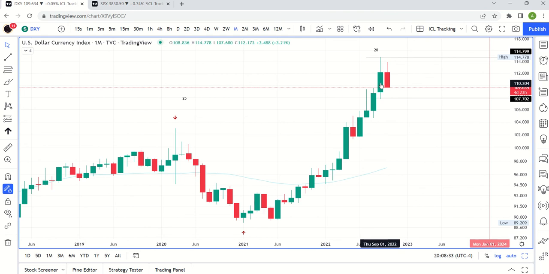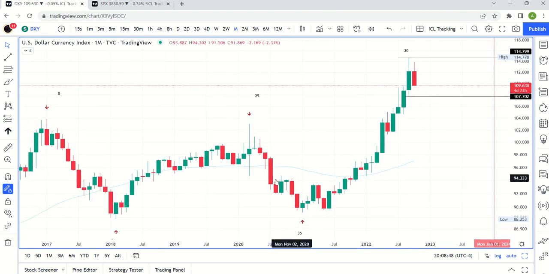Now, the low from last month was 107.68. That's a good bit down from here, right? Especially for a currency. But until we get down there, you can't really expect a very protracted decline. That's your level.